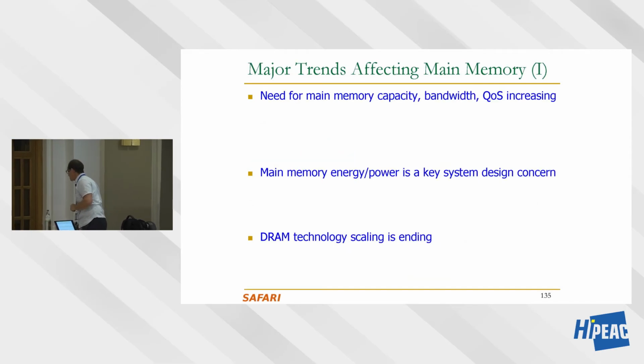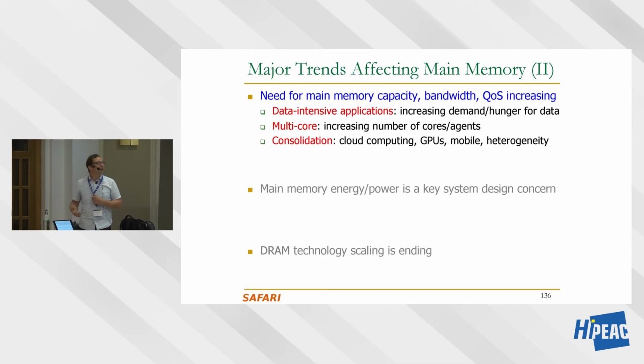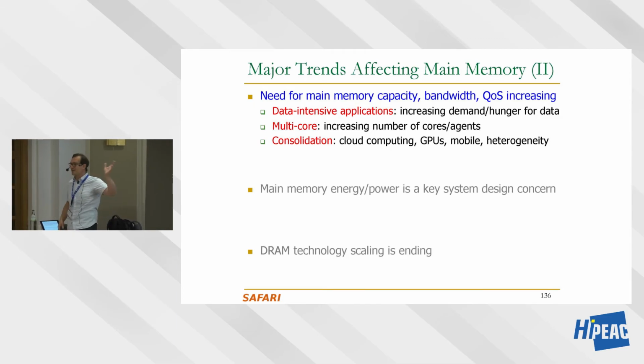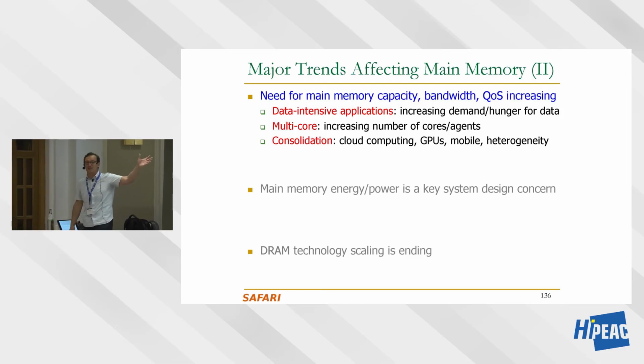Now let's talk about some of these trends that I kind of foreshadowed. This is in one slide, a summary of the trends. It's not everything, but it's the most important things. Basically, we have an increasing need for memory capacity, bandwidth, quality of service, predictability, etc. And then energy and power is a big concern, and technology scaling is ending, essentially, for DRAM. So why do we need more memory capacity, bandwidth, etc.? Data-intensive applications, right? And this is not just machine learning. Machine learning was discussed yesterday.